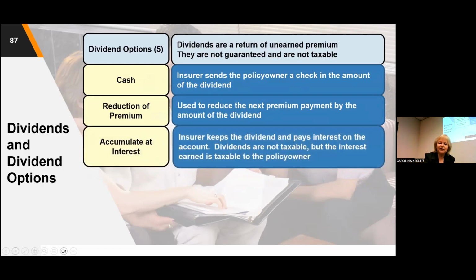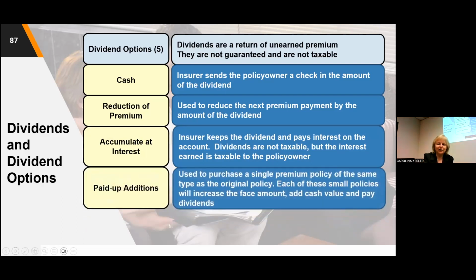Accumulate at interest. The insurer keeps the dividend and pays interest on the account. Dividends are not taxable, but the interest earned is taxable. So they're going to be paying taxes on that right away. Interest is always taxable. Always remember that, right? Interest is anything more than what you paid in, or the cost basis, they like to call it, or the principal, right?